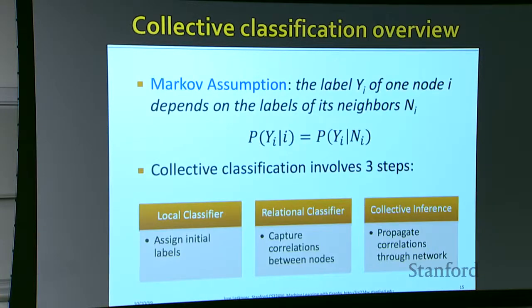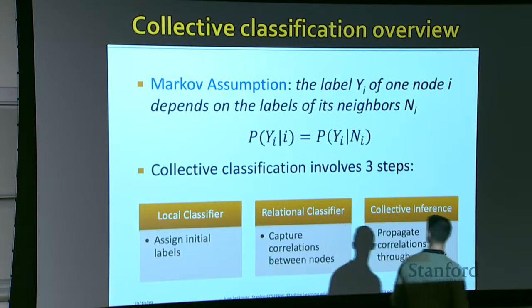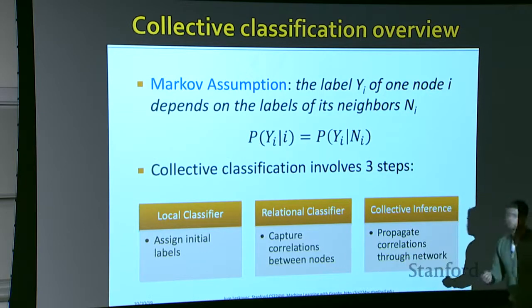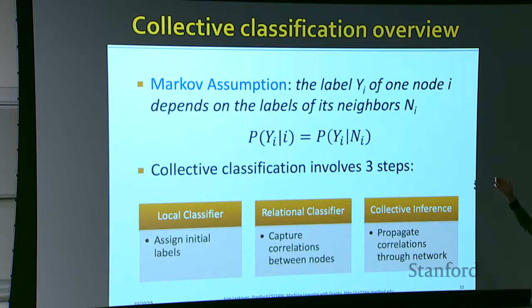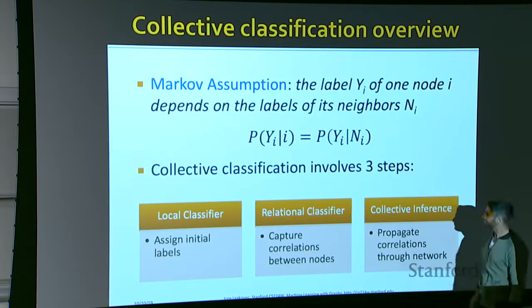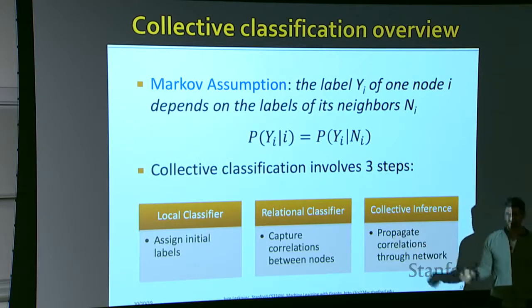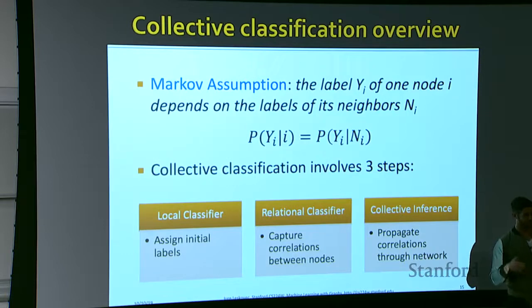Now, let me give an overview, and I'm going to guide you step by step through how we actually perform collective classification, okay? We start from the Markov assumption, which tells us that the label yi of our node i depends on the labels of its neighbors Ni. Once again, this encodes the idea of guilt by association that we mentioned before. A standard collective classification pipeline involves three main steps. The first one is a local classifier, which assigns the initial labels. You can think of that as a bootstrap step, okay?